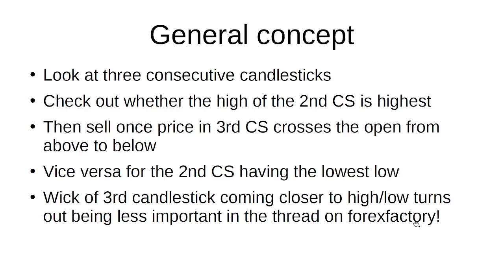So the general concept, as far as I understood it, is to look at 3 consecutive candlesticks, and then once the second candlestick has the highest high or the lowest low, we should sell, if it was the highest high, the price on the third candlestick if it crosses the open from above to below, or to do the vice versa thing if the second candlestick shows the lowest low, right?